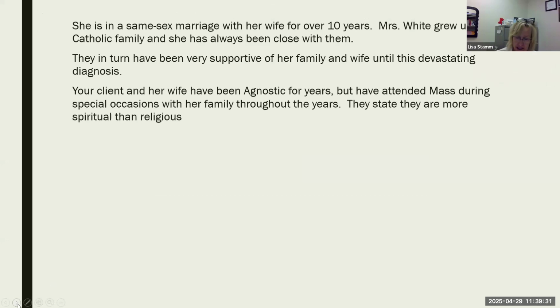So our patient is in a same-sex marriage with her wife for over 10 years. Mrs. White grew up in a Catholic family, and she has always been close with them. They, in turn, have been very supportive of her family and wife until this devastating diagnosis. Your patient and her wife have been agnostic for years, but will attend Mass during special occasions with her family. They state they're more spiritual than religious, and that's good information to have.